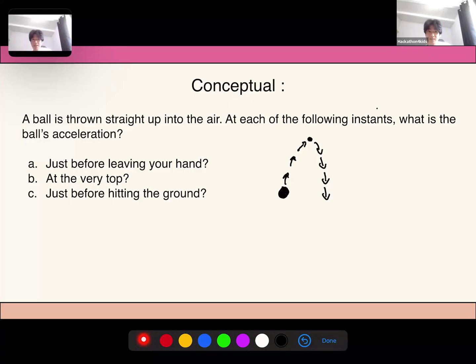The moment it leaves my hand, it's going to experience a constant acceleration of 9.8 meters per second squared towards the ground, okay? At any point in this time of travel, it experiences an acceleration towards the ground. No matter if it's going up or down, it doesn't matter. It's in the air, okay?